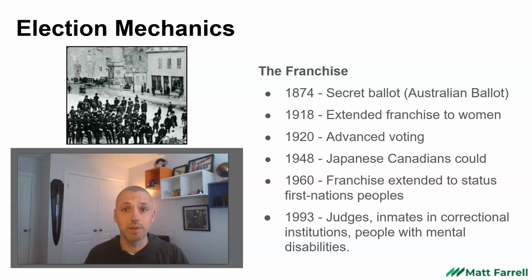1918, we decided that women were people and they could vote. Advance voting was allowed so that if you were working on election day, you could still cast a vote. Japanese Canadians, not till 1948. Judges and residents of correctional facilities were not allowed to vote until 1993. So it's always been changing in Canada, and it's always been changing to be more inclusive, to let more people vote and to make voting easier and allow extended periods of early voting.